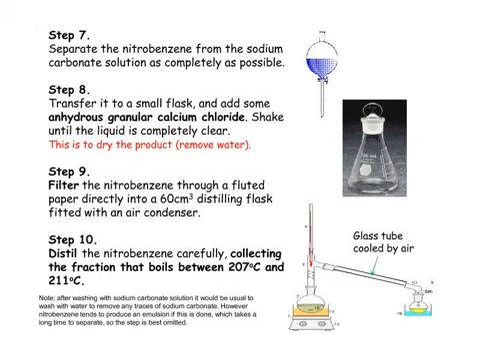Step 7, you separate the nitrobenzene from the sodium carbonate. So at this stage the sodium carbonate has reacted with the acid. It'll have formed inorganic products which are essentially soluble in the aqueous layer and insoluble in the nitrobenzene layer. So all the stuff you want to get rid of should be in the upper aqueous layer, and you separate them using the funnel. In step 8 you transfer it then to a small conical flask.